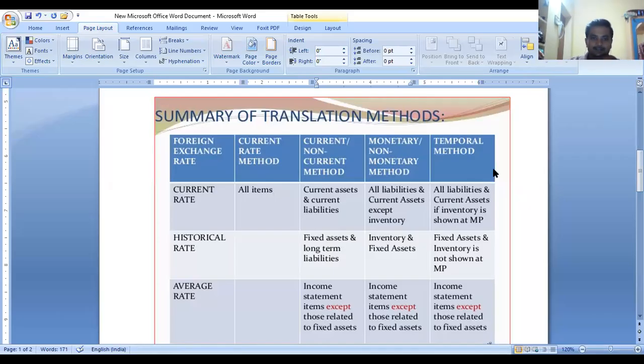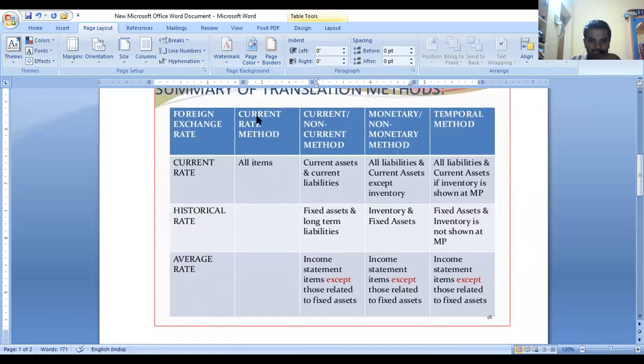I told you that these are the procedures. There are four methods. The existing information needs to be converted by using these four methods. As I told you, the first is the current rate method, the second is the current and non-current rate method, the third one is the monetary, non-monetary method, and the fourth one is the temporal method.